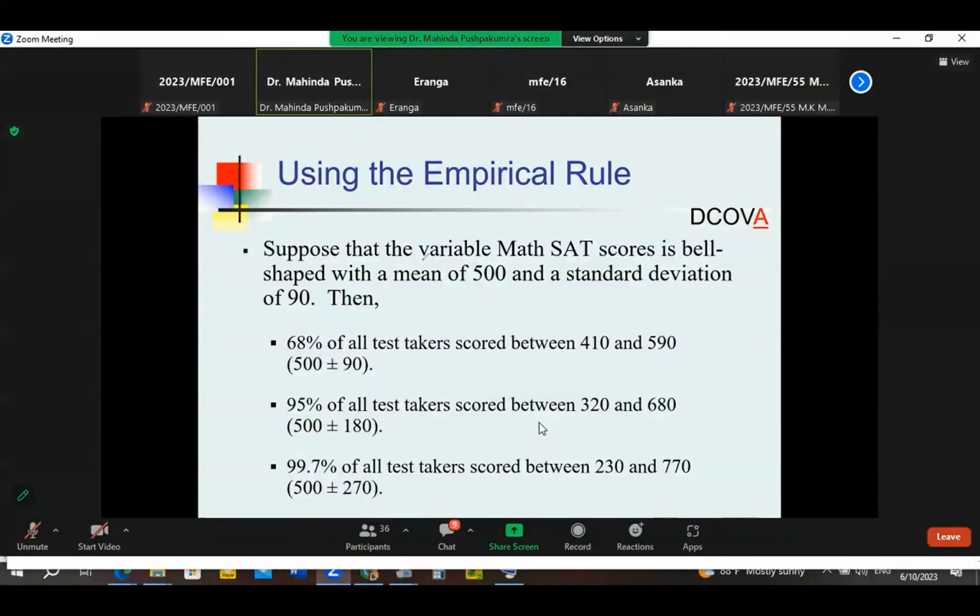As an example, suppose that the variable math test score is bell-shaped with a mean of 500 and a standard deviation of 9. Then 68% of all test takers score between 491 and 509. That means 1 standard deviation: 500 minus 9 and 500 plus 9, because the standard deviation is 9. Then 68% of students are within this range, 95% of students are in the 2 standard deviation range, and 99% of students are in the 3 standard deviation range.